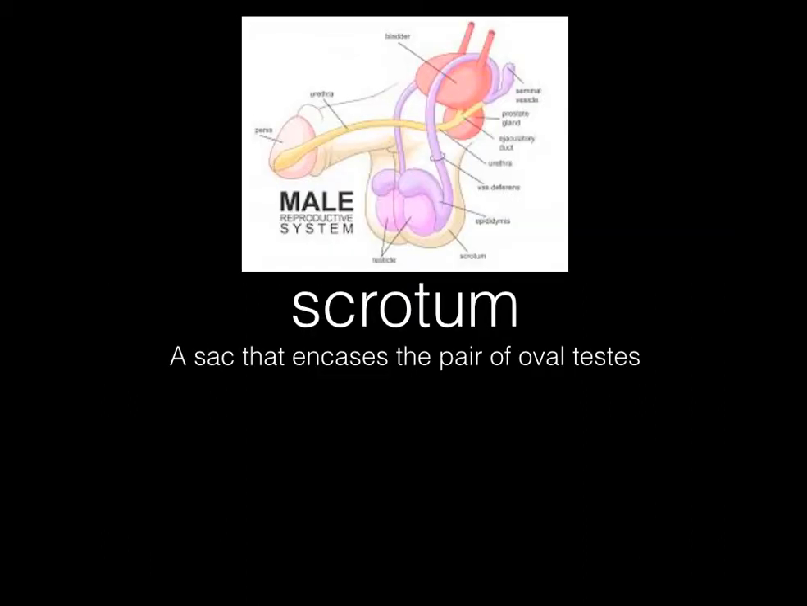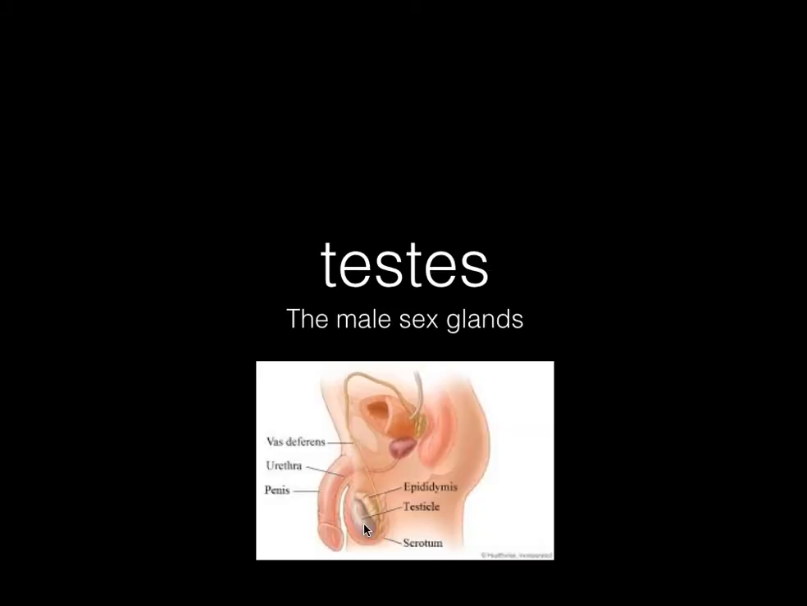And moving on to the male sex reproductive system, we have the scrotum. This is a sac that encloses the testes. So this is going to be the sac around the testes. And then we have the testes that are located inside, and these are going to hold the male sex cells, which are our sperm.